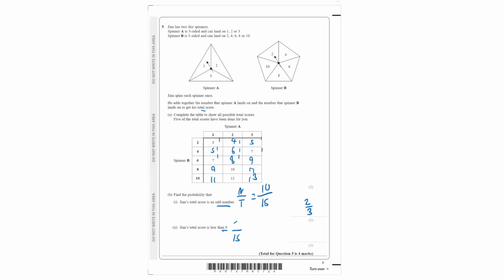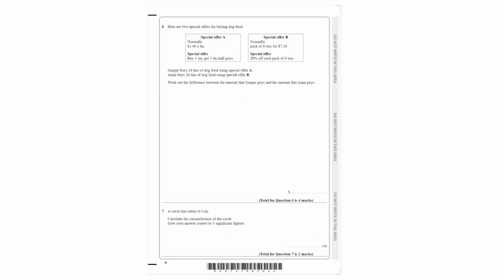And that's about it, just 8. Because it's less than 9, it's not equal to 9, so we don't count this number. So 8 over 15 is our answer. Question 6. Here are two special offers for buying dog food.